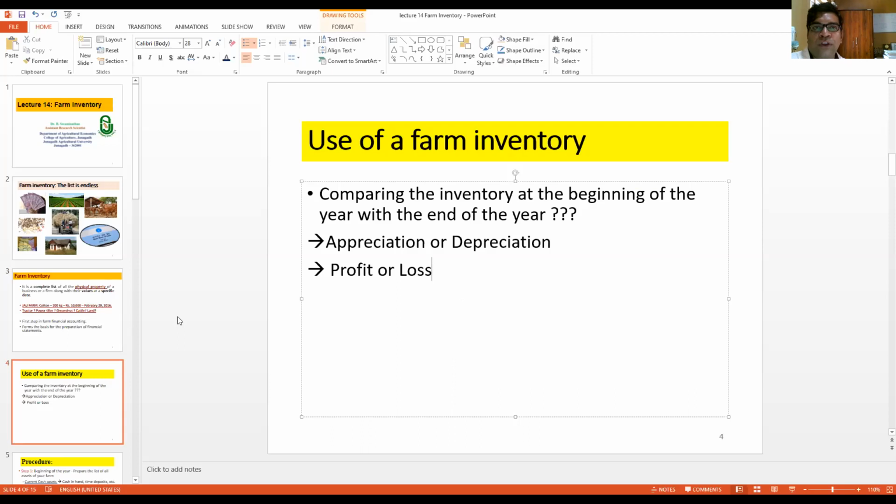Now we know so far what is a farm inventory. It is very simple, right? If you could remember, it is nothing but a complete list of all the items along with their physical quantities and values at a specific time period. It has to be repeated, right? The repetitive farm inventory analysis will give you whether we have any appreciation or depreciation in the value of the assets, or whether there is any profit or loss to the farmer, right?